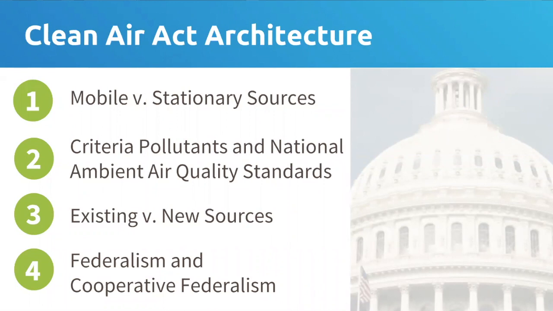The fourth point here is federalism and cooperative federalism. The way the Clean Air Act works is it tells the Environmental Protection Agency to set national ambient air quality standards, basically how much particulate matter can be in the air. And then it kicks it off to the states to do state implementation plans that meet those standards. Let's take a quick look at the criteria pollutants on the next slide.